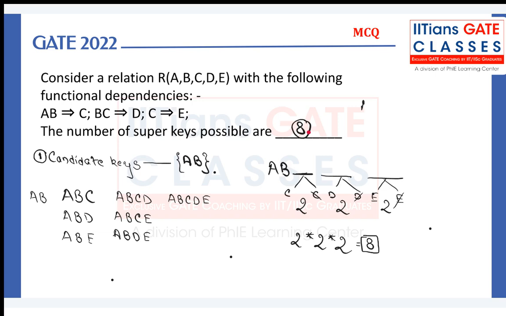It's a very important question for your exam. And what if there are more than one candidate key? So you will have to calculate for each individual candidate key, just like how I did, and then add them. Apply the sum rule. It's a combinatorics problem. You need to do it for individual candidate keys, find the super keys, and then you add them.